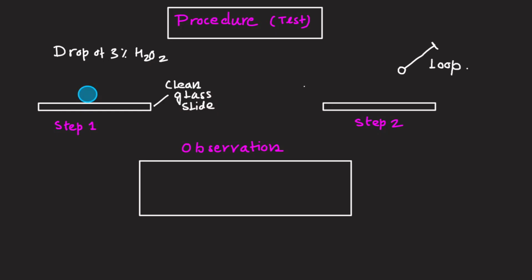Step number 2 is, using a sterile inoculating loop, pick a fresh bacterial colony and mix it with the hydrogen peroxide drop.